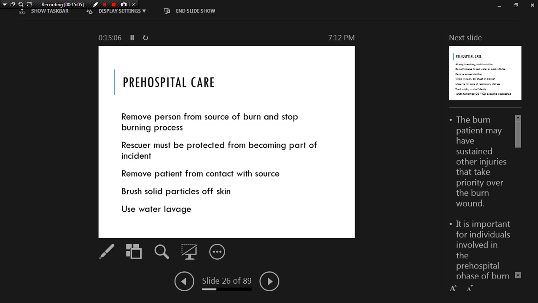If it's a chemical injury and it's dry, we might consider brushing some of the particles off. And if it's appropriate, like if it's an alkali substance, we're going to use water to lavage the area.